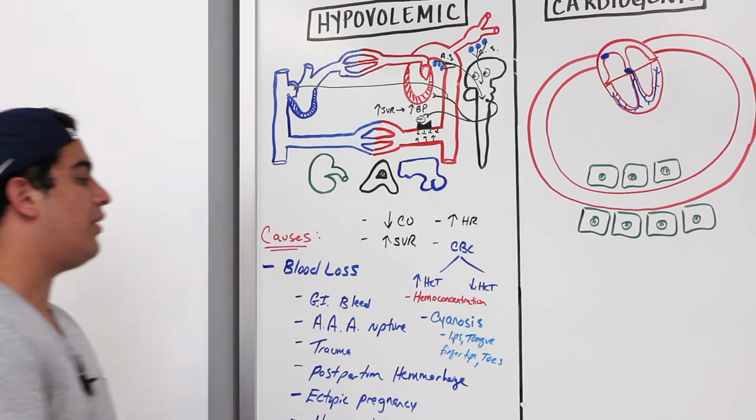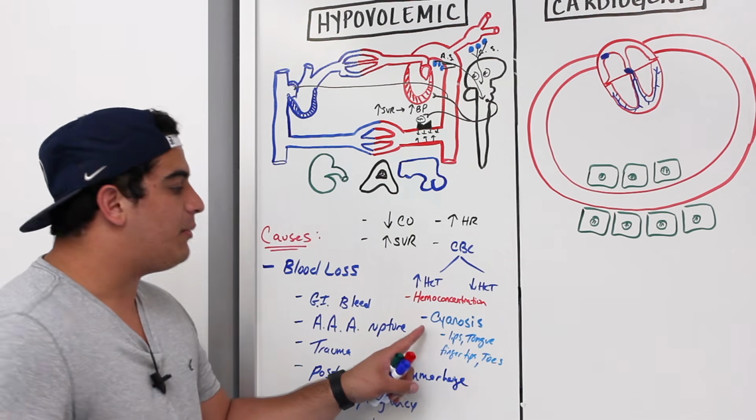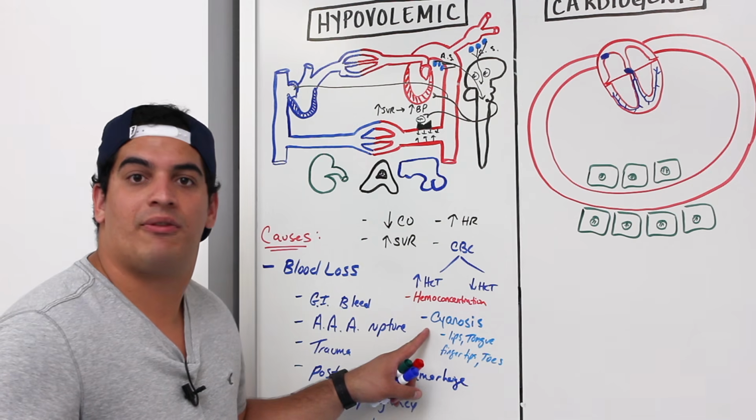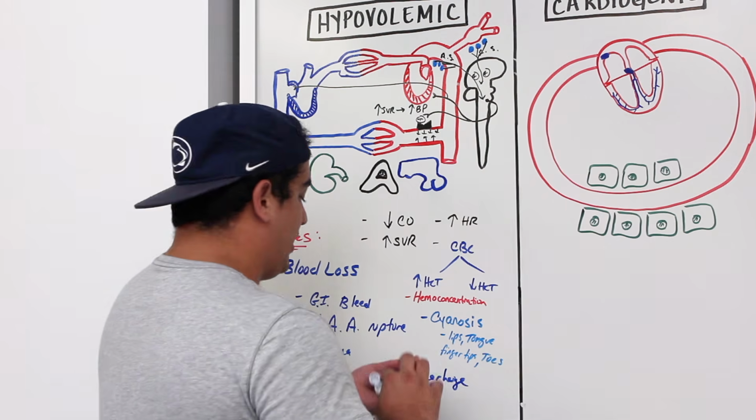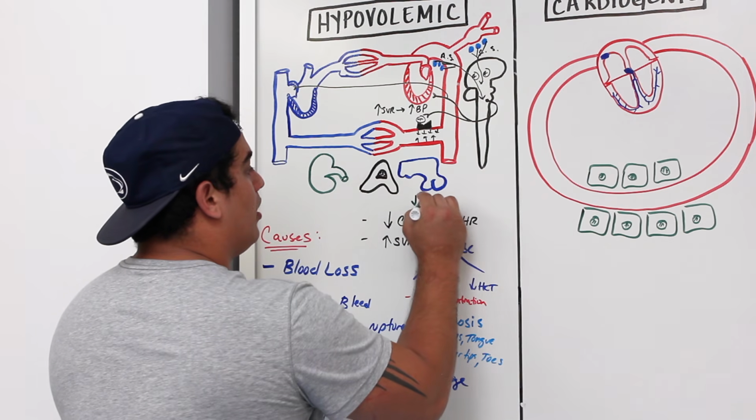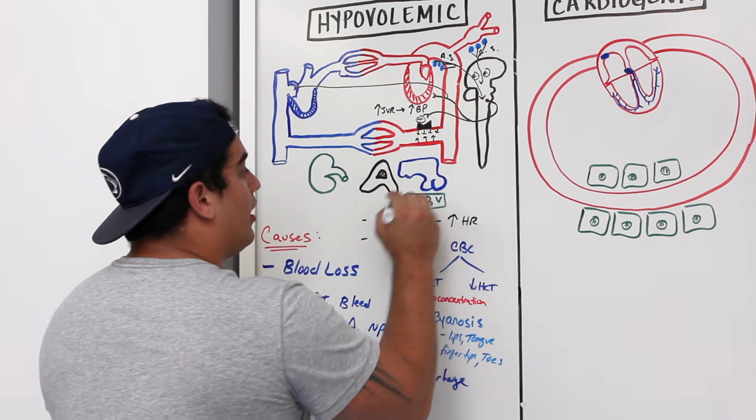So that's certain things that you'll notice within this person. Because why? What did we say is the problem with shock? There's a decreased tissue perfusion. In this case, it's due to a decreased blood volume. So the overall problem here is that these people are having a very low blood volume because they're losing blood.